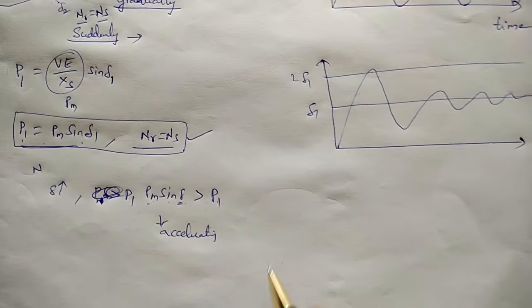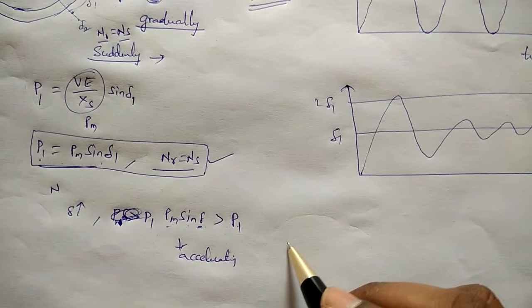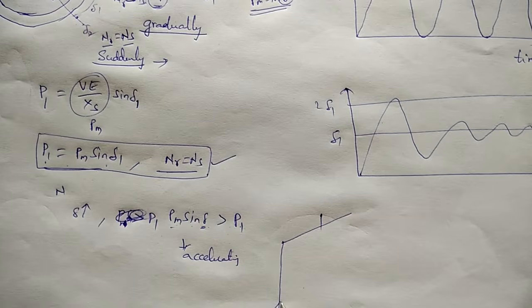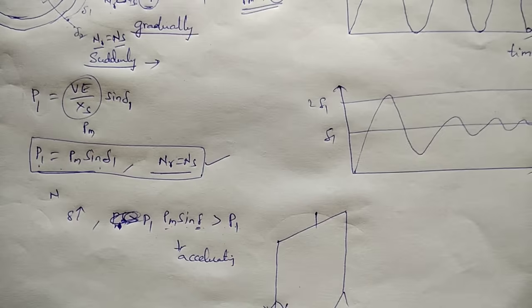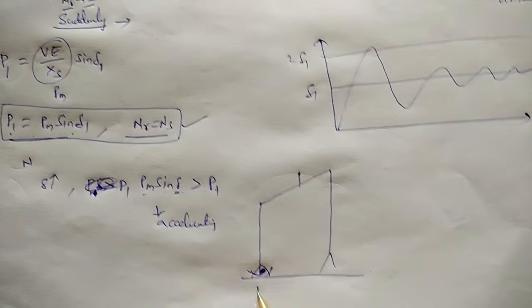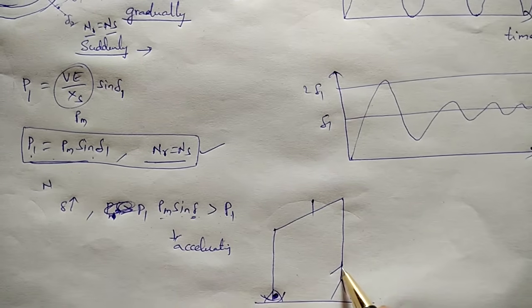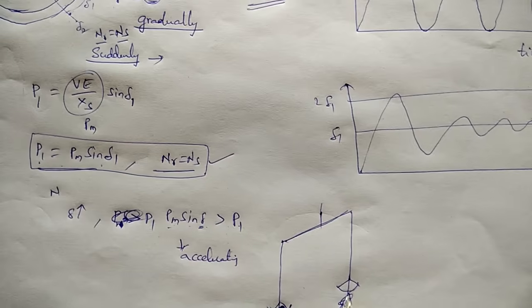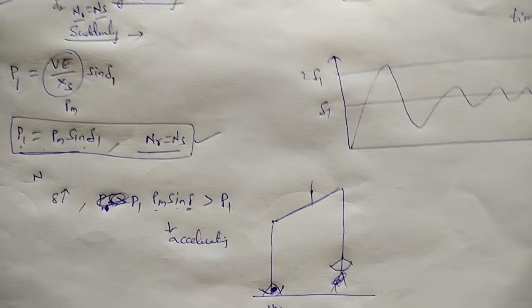Let us take a simple balance. This is a simple balance, and here there is a 1 kg weight. So it is like this. Now it is empty, so that means it is the delta equal to 0 position.